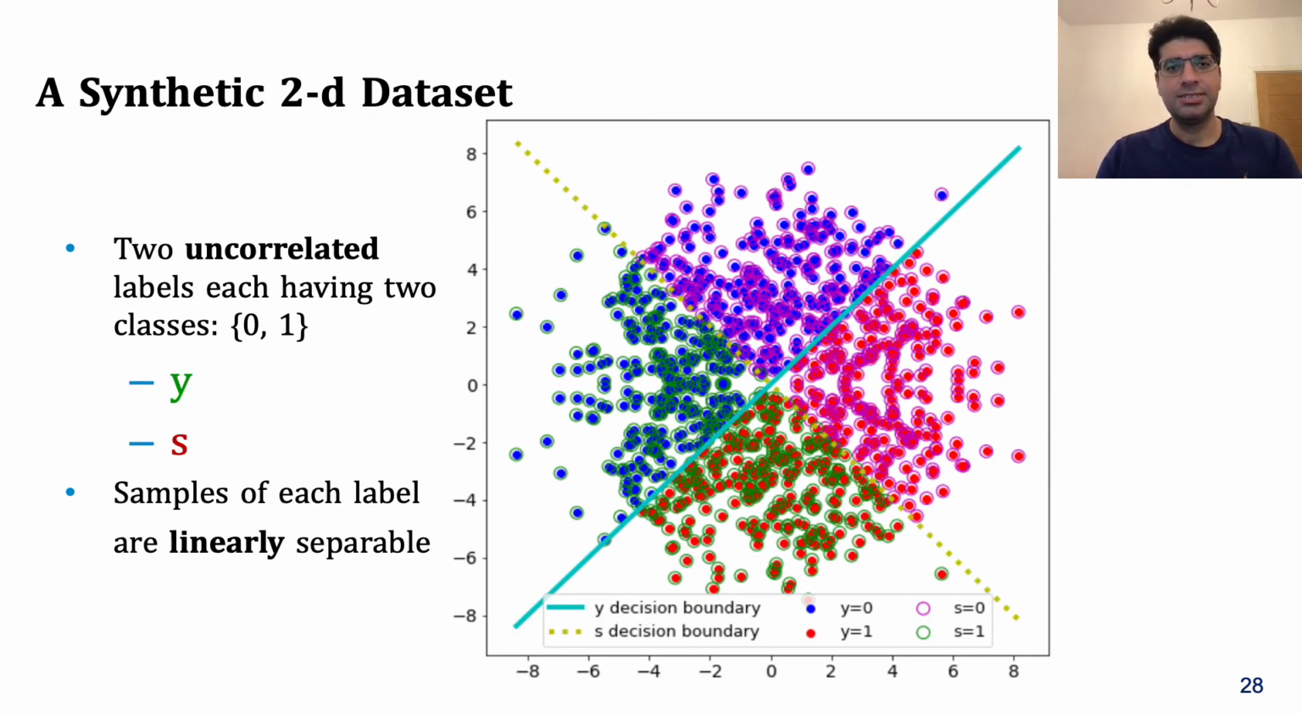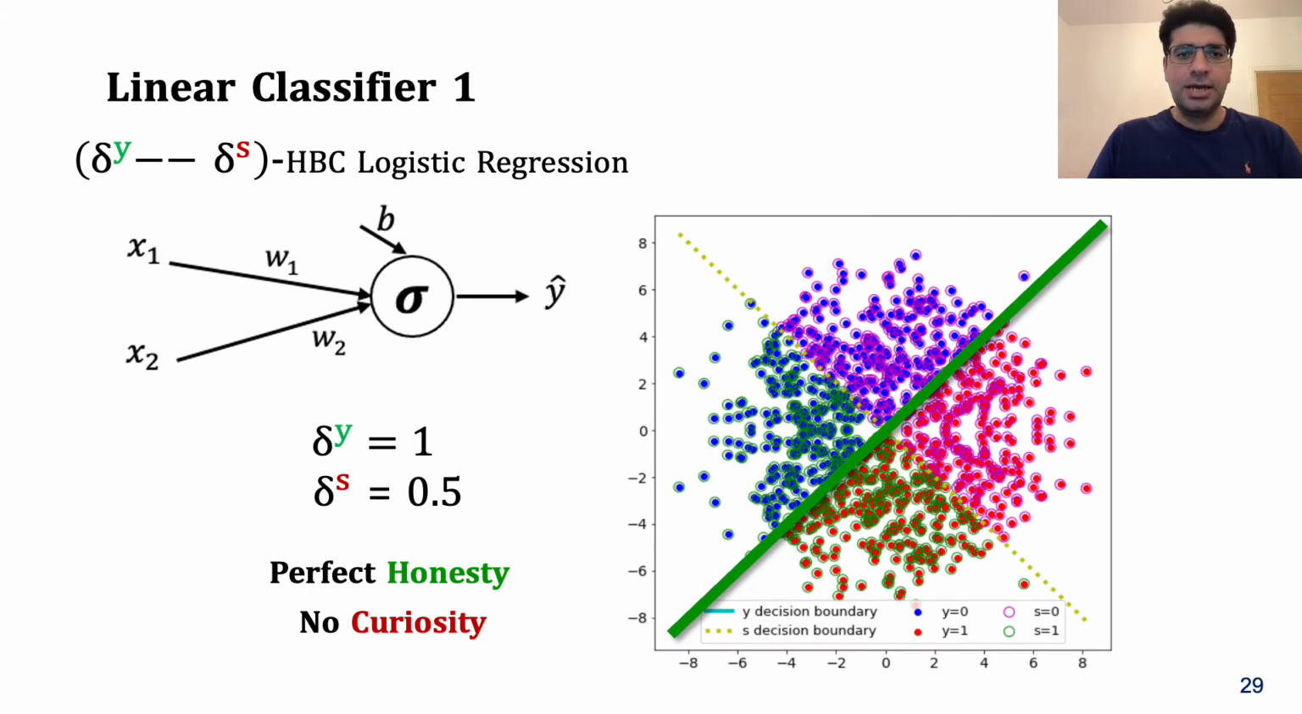Let's look at this synthetic dataset where each sample has two labels. Labels are uncorrelated, and samples for each label can be linearly separated. For example, this is a linear classifier that is perfect for label y. All the blue samples are on one side and all the red samples are on the other side.